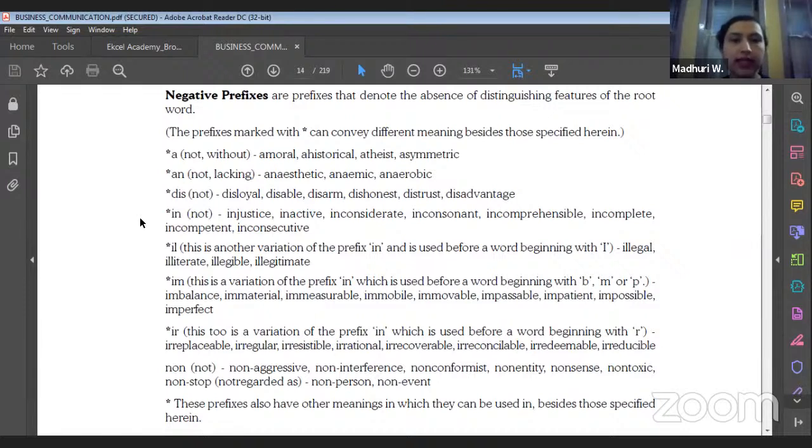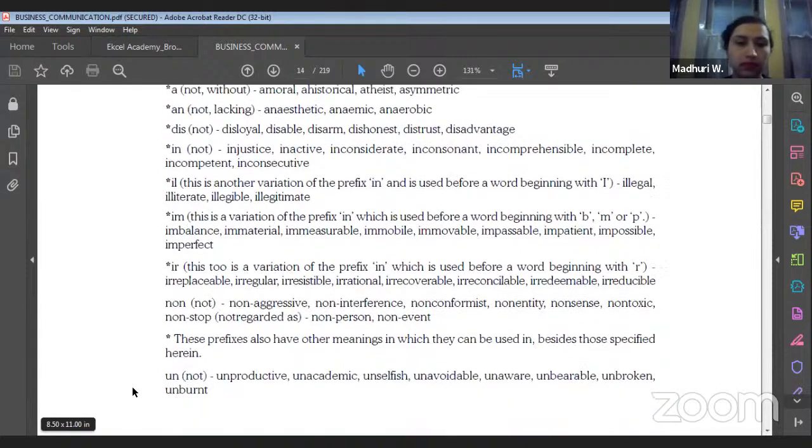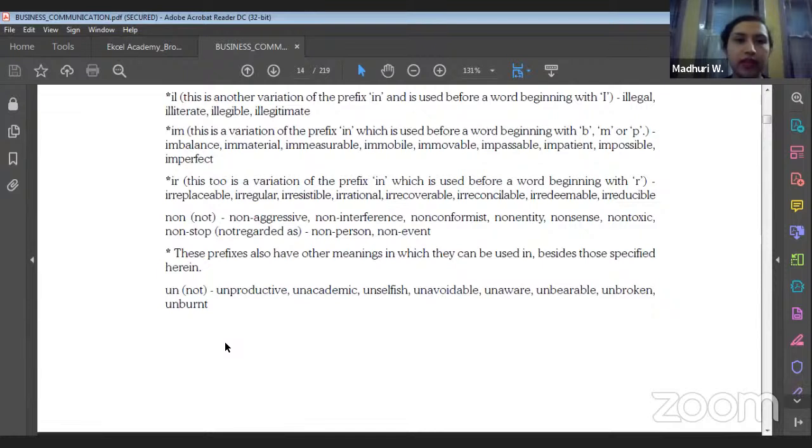Similarly, you have IL, like illegal, illiterate, illegible. Then you have IM, like imbalance, immaterial, immobile, immovable, impatient, impossible, etc. Then you have IR, like irreplaceable, irregular, irrecoverable. And then you have non, which again means not, like non-aggressive, non-stop, non-entity, nonsense, non-toxic. Sometimes you also see un, right? Like unproductive, unacademic, unselfish, unavoidable, unaware, unbroken.